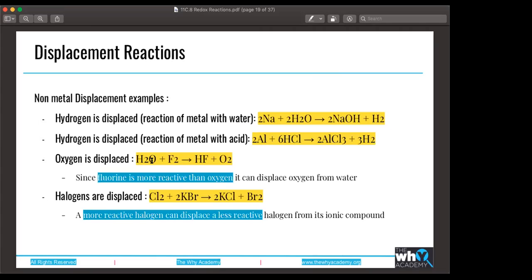Okay, ma'am. The reason is that, again, a more reactive element will want to be in its compound state, while a lesser reactive element is inert. Less reactive, matlab it is more inert. It will not mind being in its elemental state, so it can easily get converted to its elemental state. So be it metals or non-metals, that is the case.